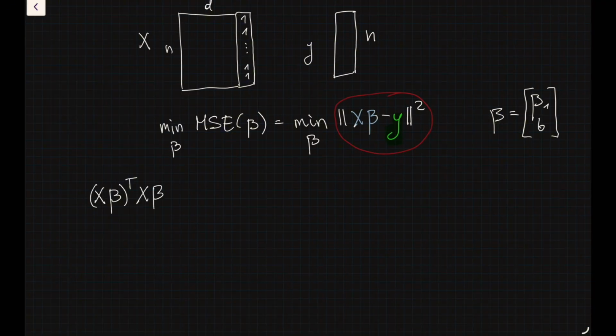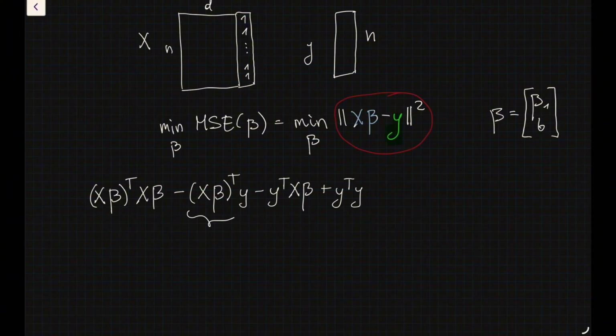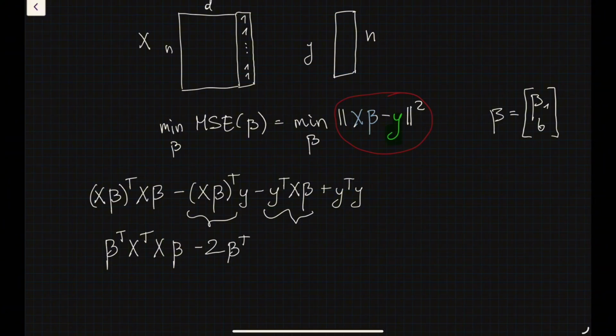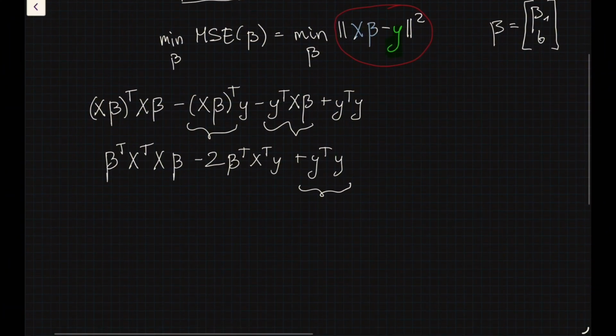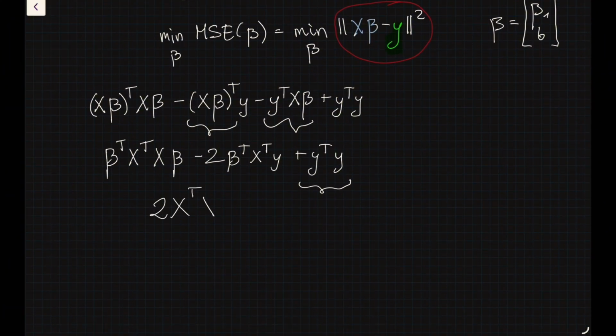After using short multiplication formulas, we have something as follows. These two are scalars, so we can write it as follows. So when we expand the MSE, we get a quadratic function in beta, and minimizing a quadratic is straightforward. We take the derivative and set it to 0, so let's derive it together. This value does not depend on beta. So after taking the derivative with respect to beta, we end up with an equation like this.